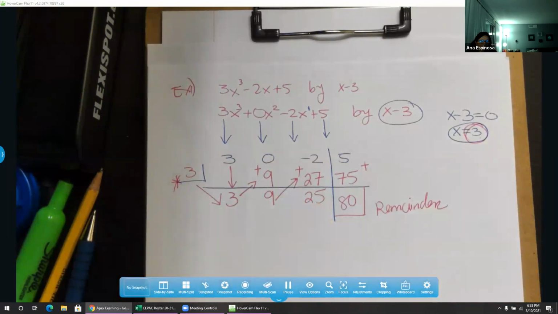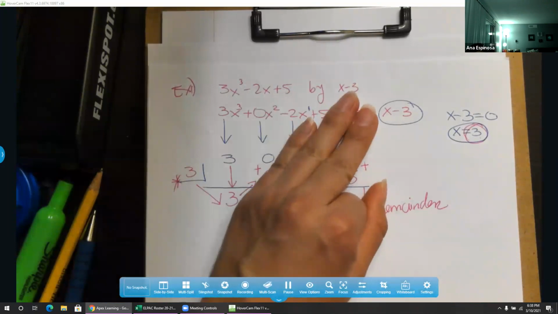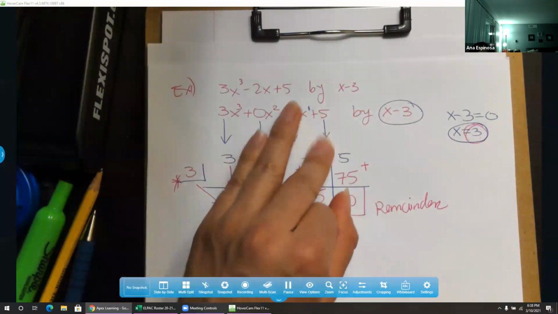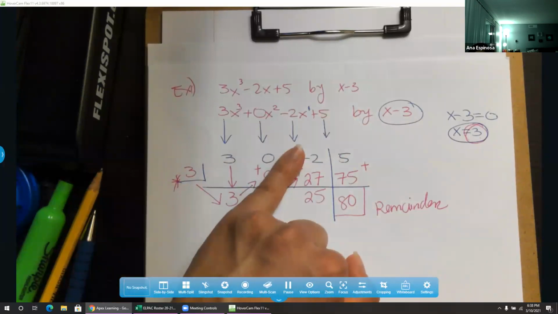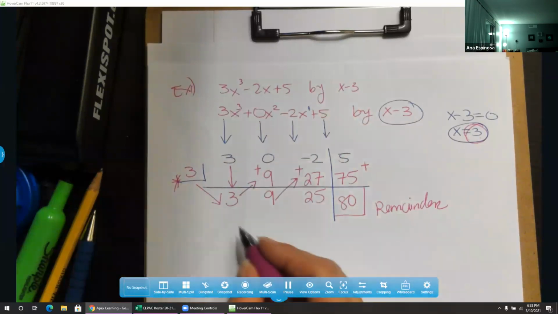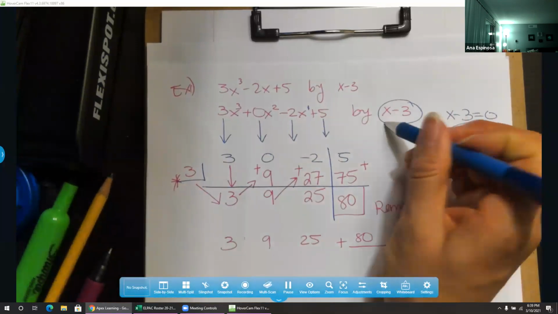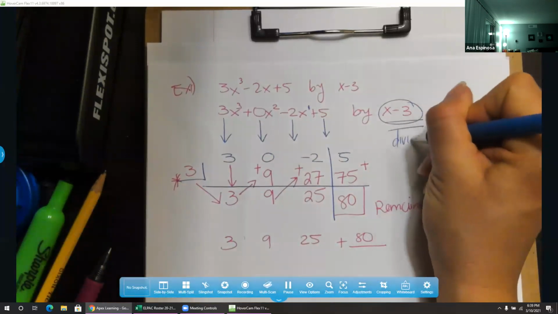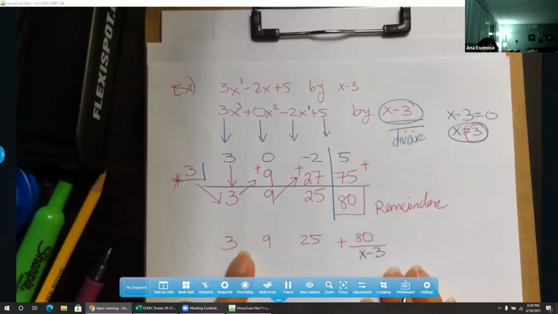So how do I write my answer? If I started off with the cubic, so if I started off with the 3, if you synthetically divide once, then you're going to have a squared. If you were to synthetically divide again, you would have to start with the power of 1. So I basically grab my coefficients. My remainder is 80 over the divisor. The divisor was this. Okay, and I basically start in descending order.